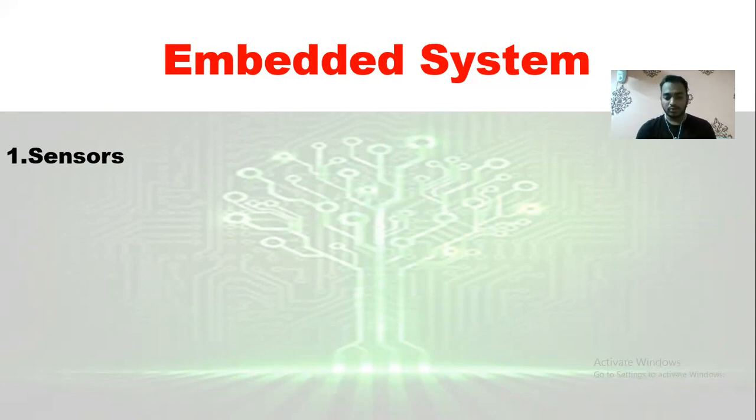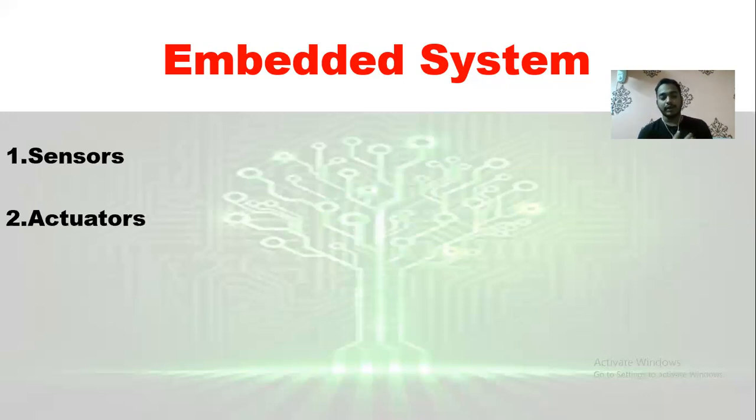There are many types of sensors, for example biosensors and electric sensors. This is the basic definition. A sensor is a device, a subsystem, which we use to detect the changes in the environment. These components will detect the changes in the environment.